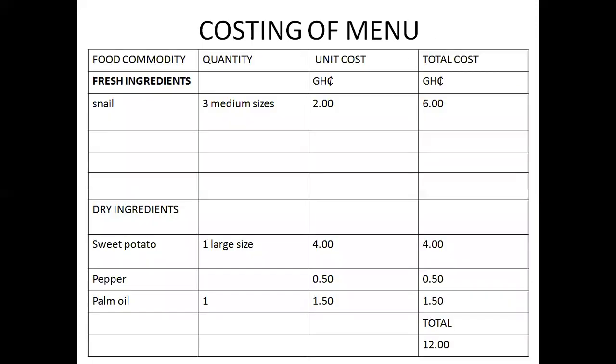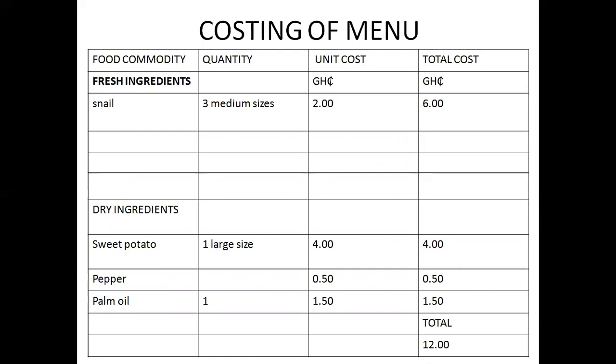Now let's look at our costing of the menu. Now that we've selected the dishes, let's cost it. Remember, we said at the end of this lesson, you should be able to what? Cost a meal for what? An individual. So this pregnant woman's meal that we are preparing, we should be able to cost it.